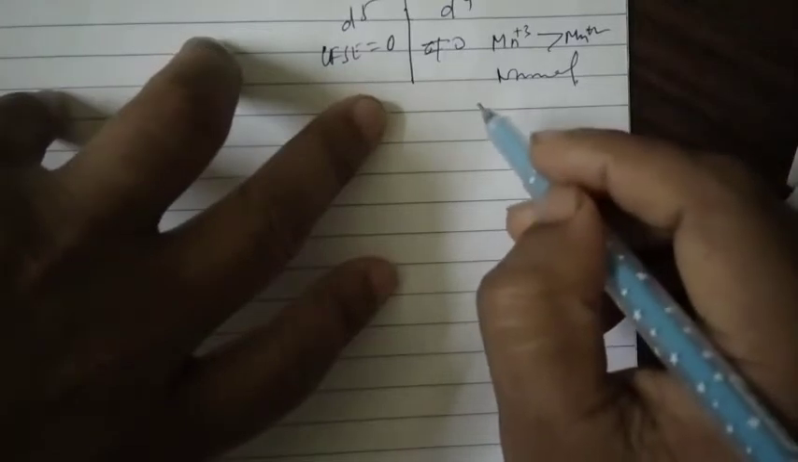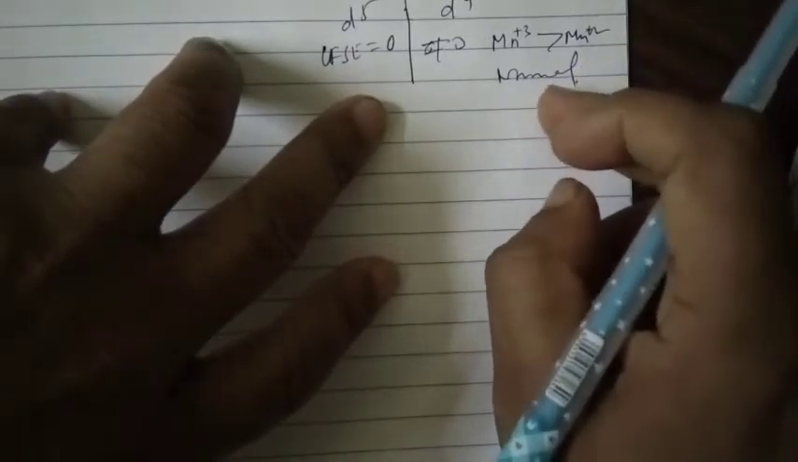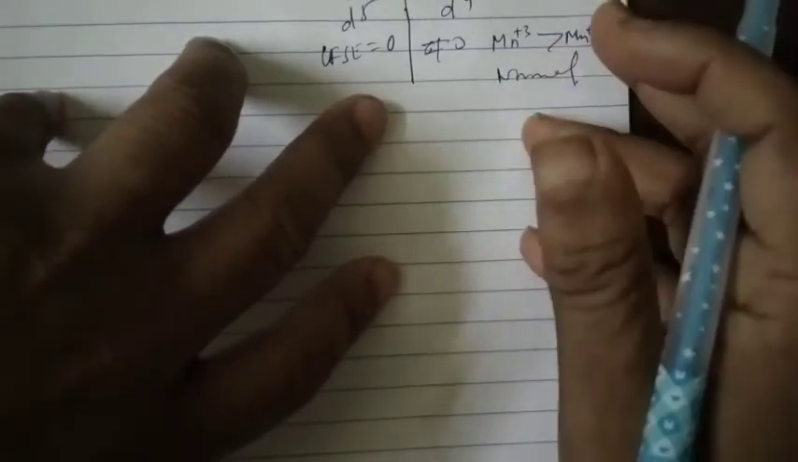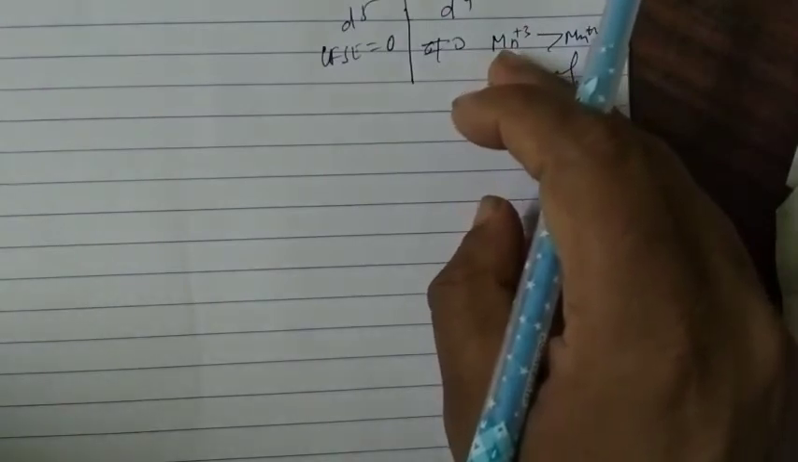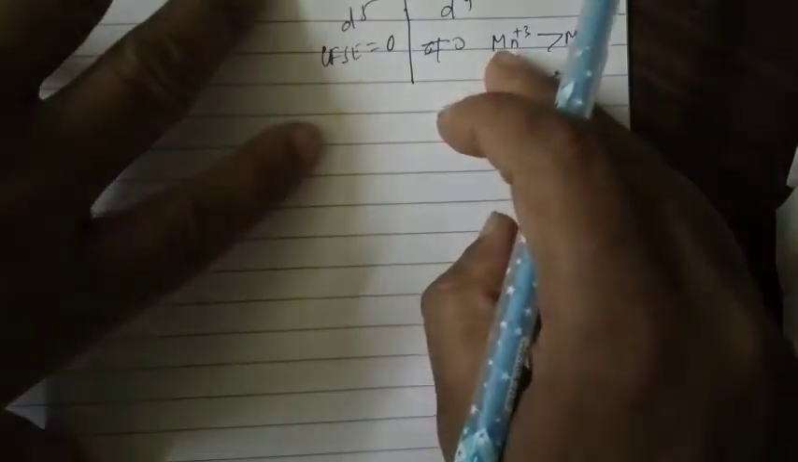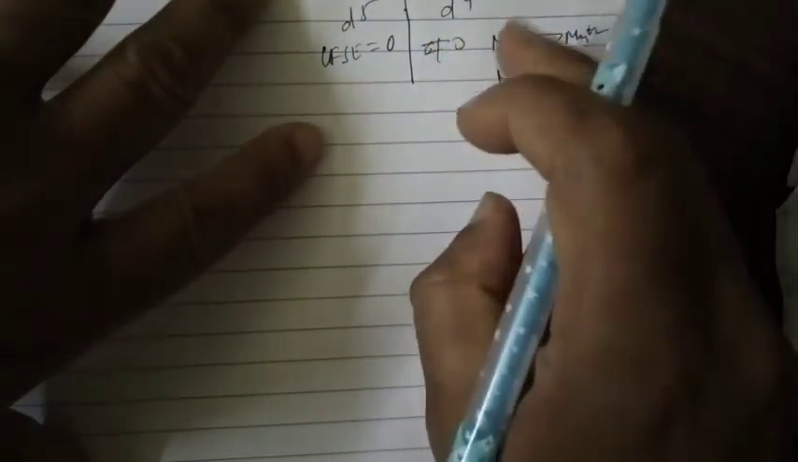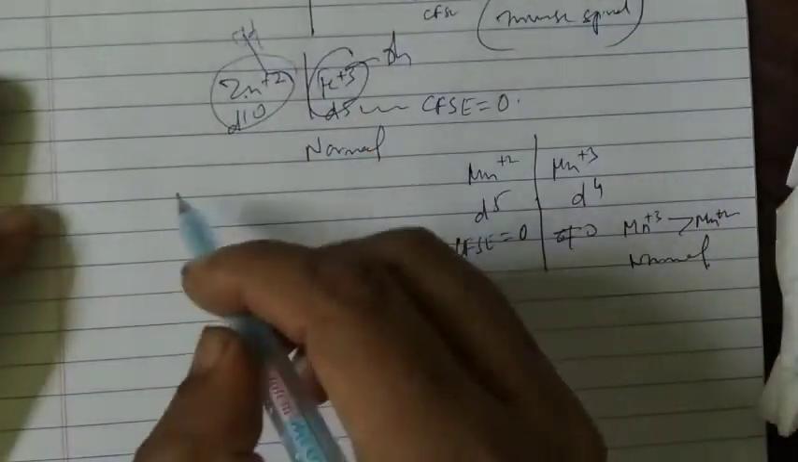So in this way we can distinguish the different types of spinels here. Hope you understood this concept. Just check it while you do this, and don't get confused. The rules you have to keep in mind.